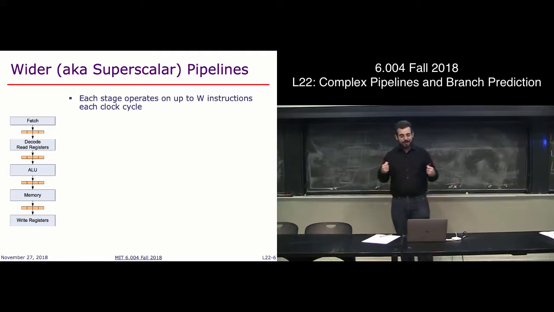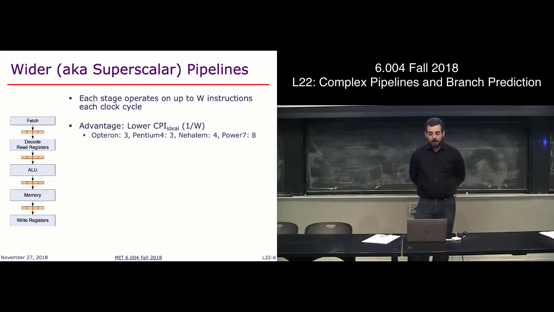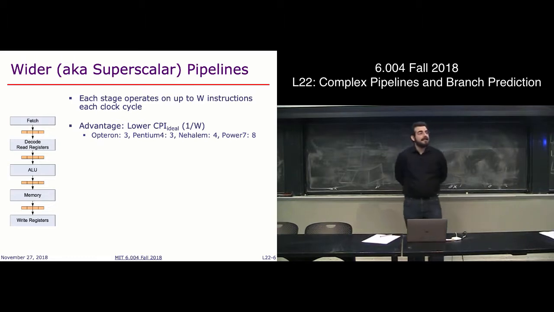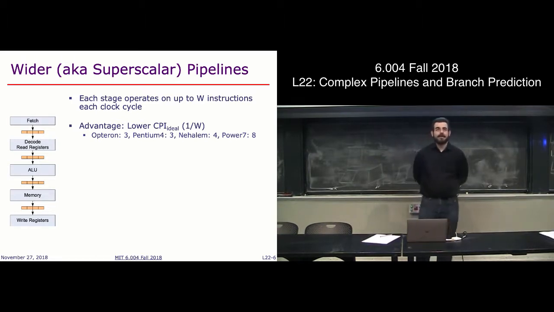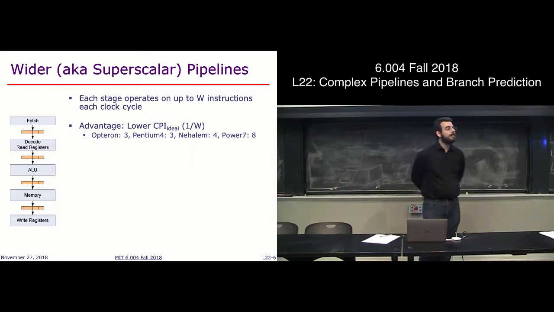Right, so you can fetch a chunk of four instructions, then you can decode them in parallel, read the registers in parallel, execute them in parallel. You'll need four ALUs, but you can do that. If they need to access memory, you can do these memory accesses in parallel, and so on. So this attacks the CPI ideal component that I mentioned, right? So now if we have a pipeline of width W, we're going to have a CPI ideal of 1 over W, right? Because in the best case, each instruction takes 1 over W cycles. In other words, every cycle we're executing W instructions, right?